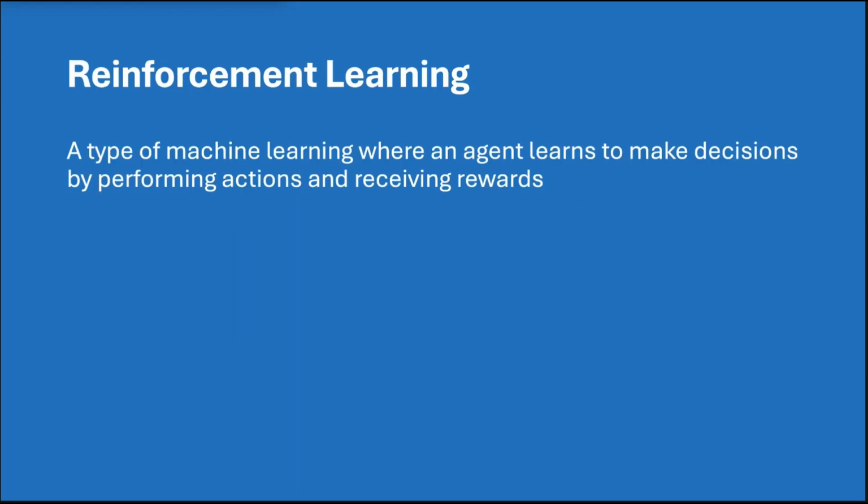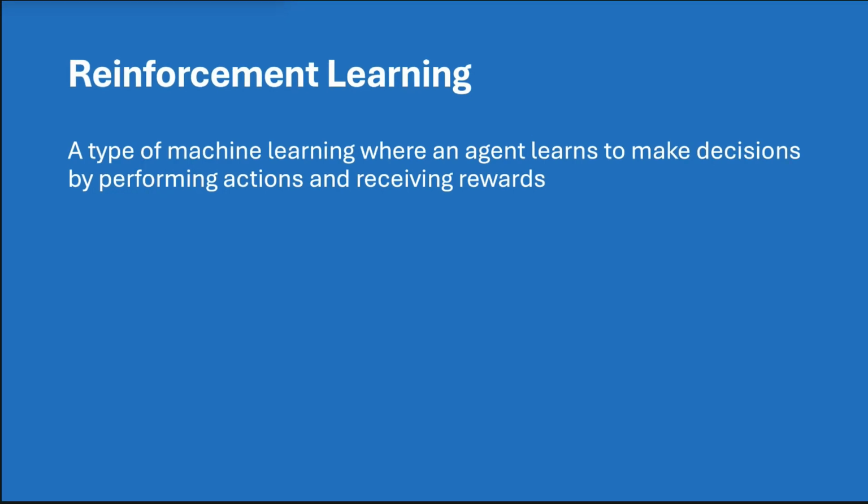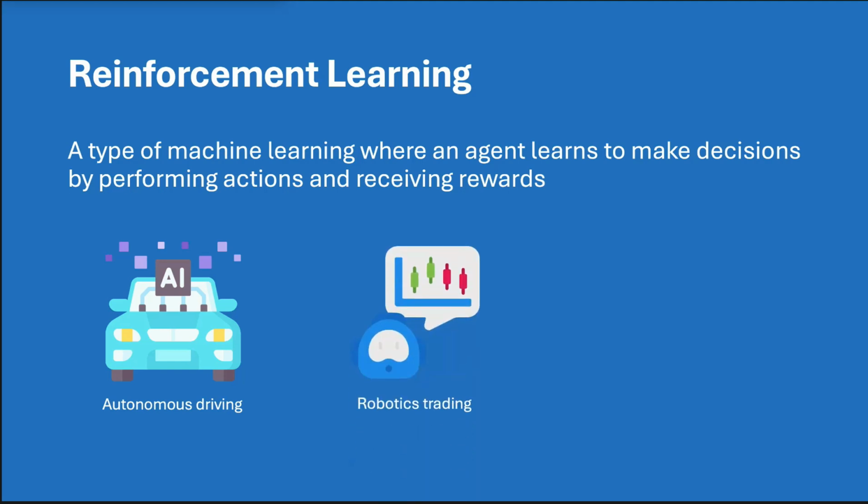Now, let's move into reinforcement learning and find out how it works and what it's used for. Reinforcement learning is a method in machine learning where an agent learns to make decisions by performing actions in an environment and receiving rewards for those actions. It means the model learns to make decisions from interactions and through feedback. Some applications are autonomous driving cars, robotic trading, and gaming.